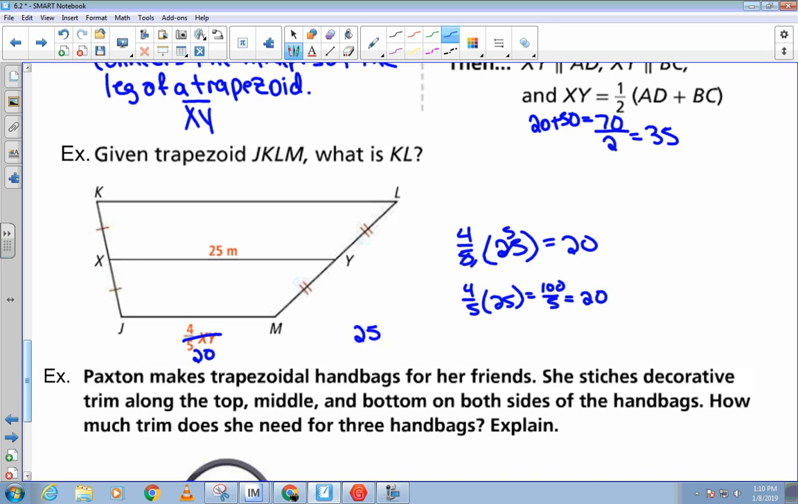So 25 equals half of 20 plus x. I will let this appear as x. Okay, so now I just have to solve for x. What should I do to solve for x?